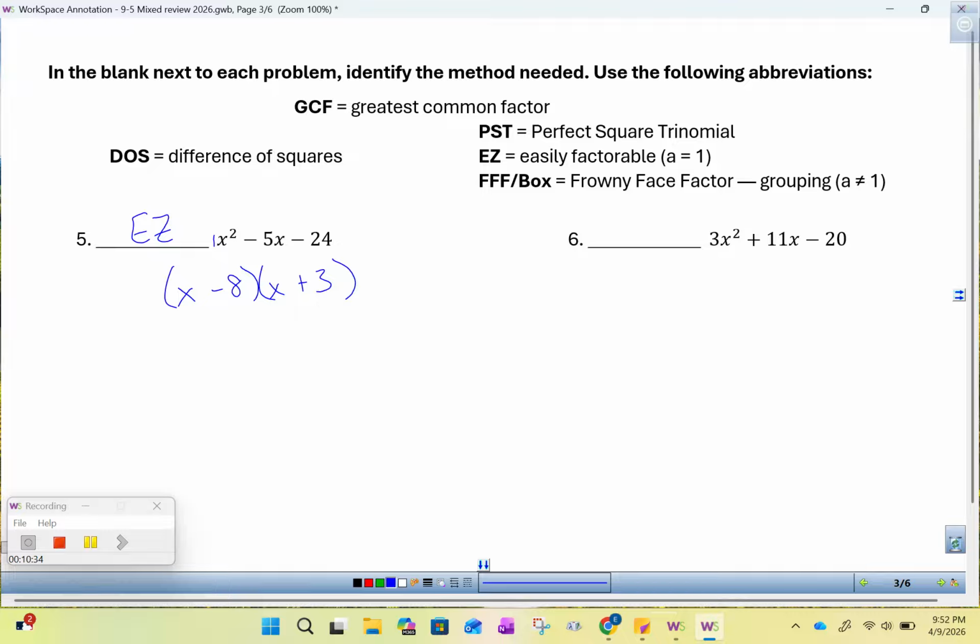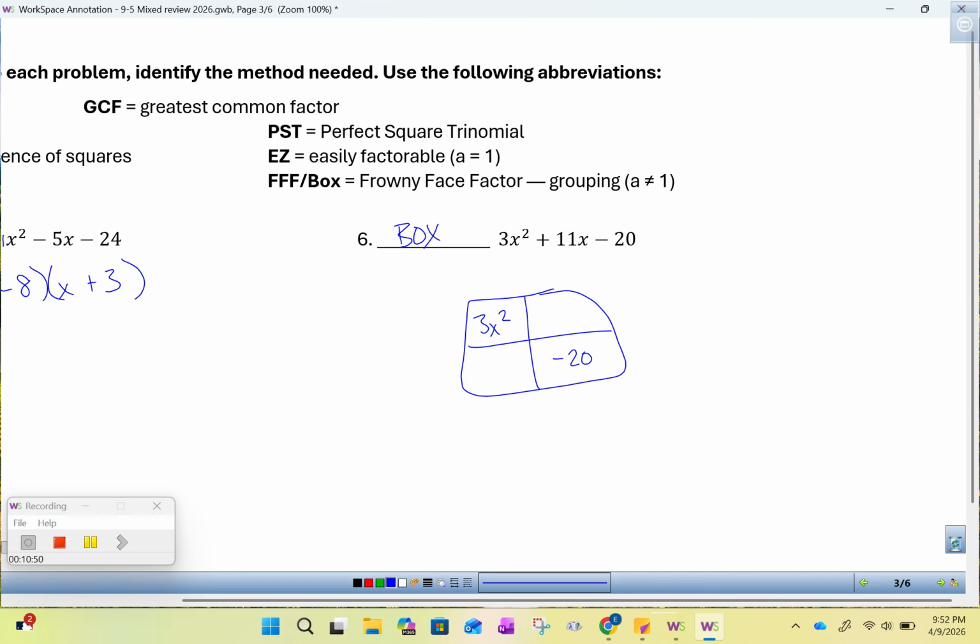Okay. Over here on this one, it ended up being box factoring. Setting up the box for this one, we have 3x squared and negative 20. So for this one, we're looking at the factors of negative 60 that add to be 11. Anytime this number on the top is bigger, it can help to write out your factors. 1 and 60, 2 and 30, 3 and 10, 4 and 15, 5 and 12, 6 and 10. Okay, that's all of them.